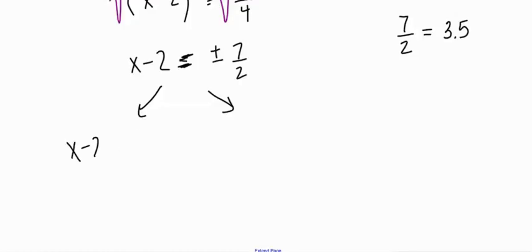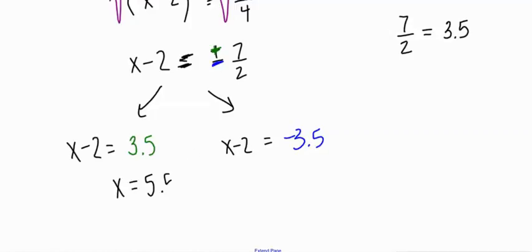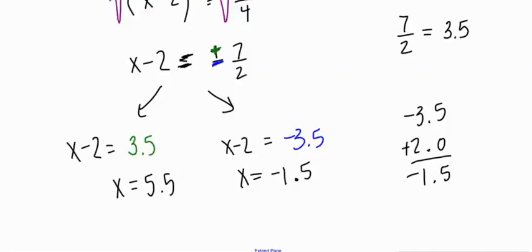So I have two equations. x minus 2 equals positive 3.5. I also have x minus 2 equals negative 3.5. So x equals 5.5. x equals negative 3.5 plus 2 is negative 1.5. And there are my two answers.